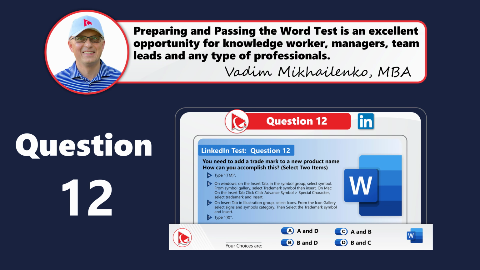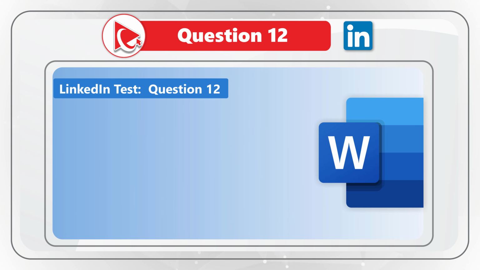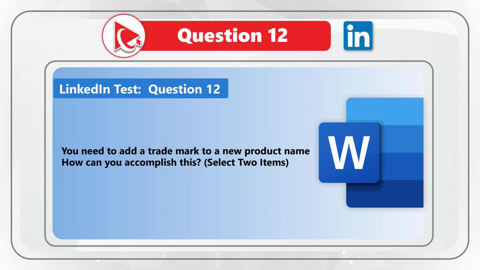I was really caught by surprise with question 12. Let's take a close look. You need to add a trademark symbol to a new product name. How can you accomplish this? And you need to select 2 items out of 4 choices.